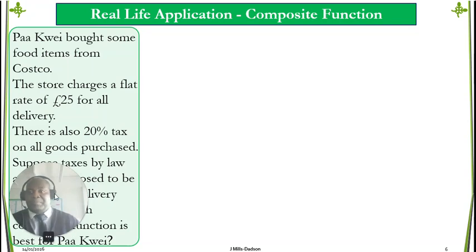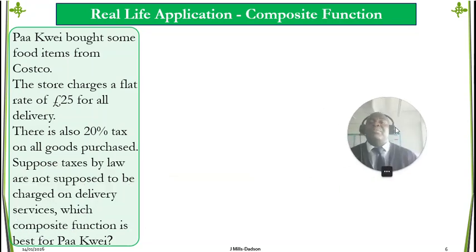Hello, welcome back. In our last example, I'm giving you a practical example of a composite function that we encounter in real life. So here, Parkway bought some food items from Costco. The store charges a flat rate of £25 for all delivery. There is also 20% tax on all goods purchased. Suppose taxes by law are not supposed to be charged on delivery services. Which composite function is best for Parkway?